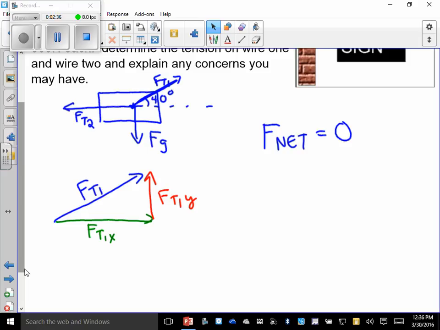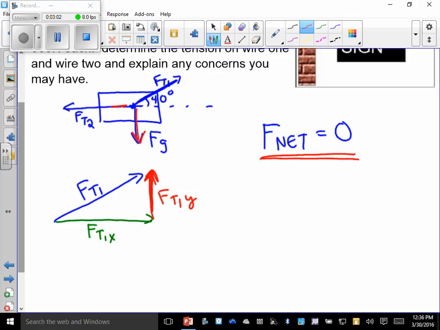Right. We also know that in the y direction, the only other thing in the y direction is the force of gravity. Because we know that the net force is 0, we know everything in the x and everything in the y is going to add to be 0, right? We have no y in this part, we just have x. So because of this fact, we can figure out what Ft1y is.